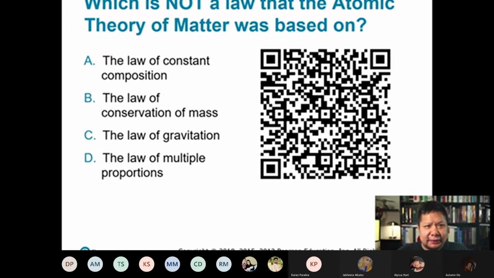Here's the link. So which law is not one of the laws that the atomic theory was based on? Was it the law of constant composition, the law of conservation of mass, the law of gravitation, or the law of multiple proportions? And for some reason, I'm not getting any responses.